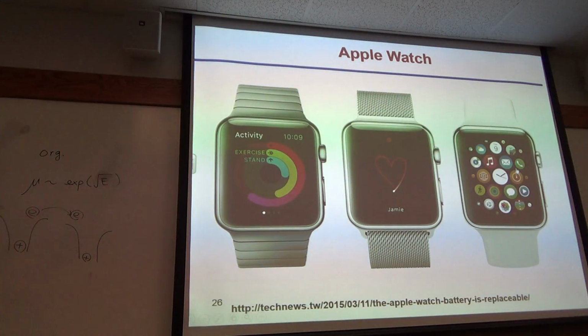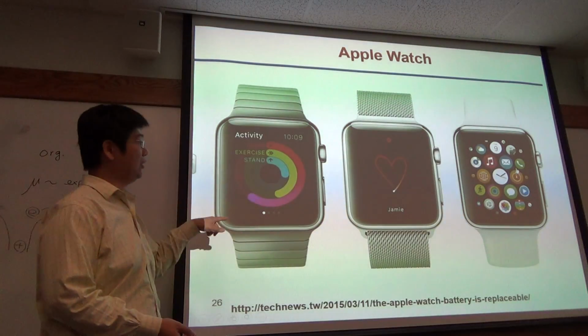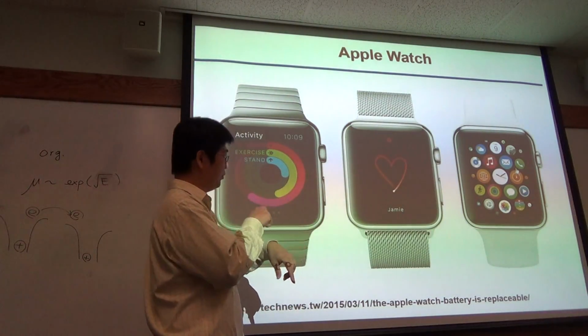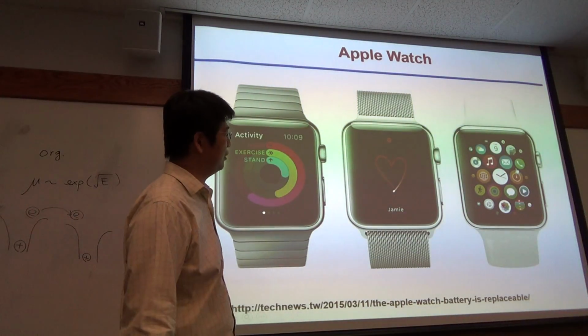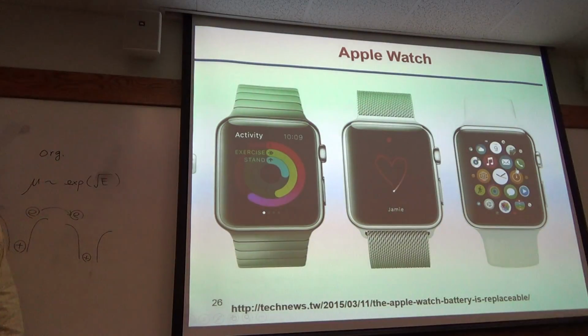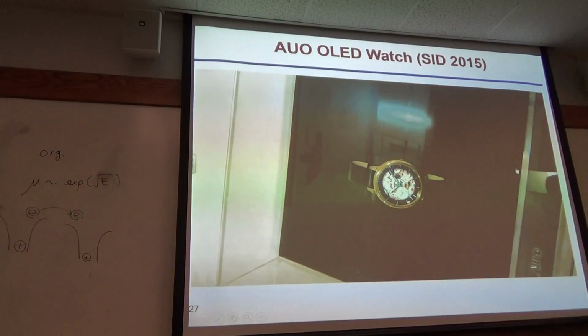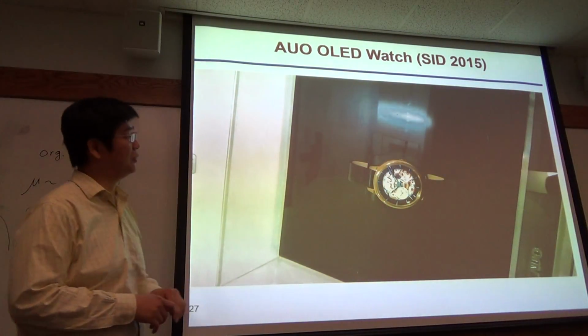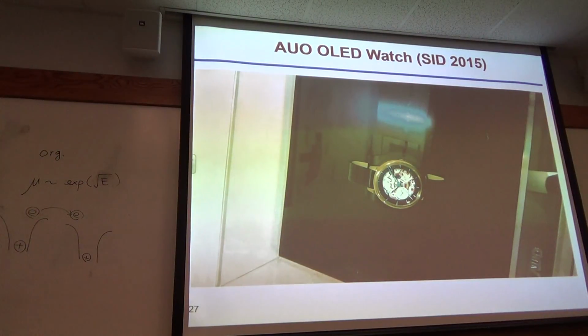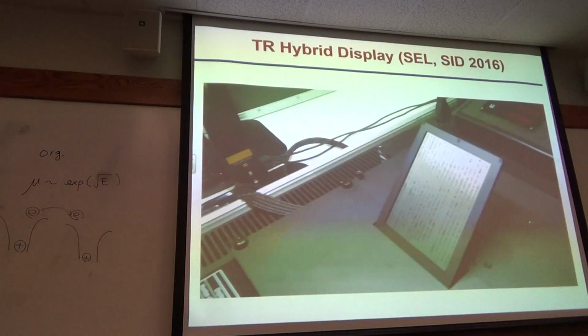So that's Apple Watch. Of course, right now the Apple Watch is rigid, but actually the display is bendable. They have lots of interesting technology inside of the Apple Watch. And, oops, okay, it's another company. That's also an OLED watch. AUO is a Taiwanese company, and they demonstrate a similar product there.